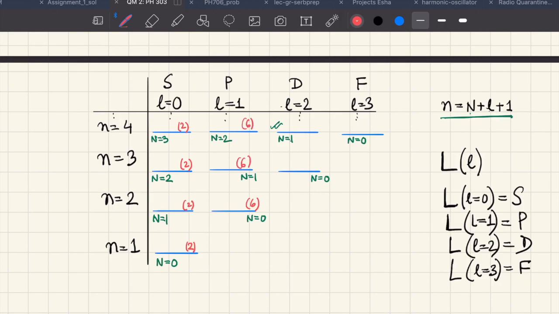Similarly here, L is equal to 2 means m equal to -2, -1, 0, +1, +2. 5 values, but for 5 values there are 2 different values of ms, the spin projection. So that means total 10 is the degeneracy on this state. Here similarly, if you calculate, this will turn out to be 14. So this table is very important for us. We will see that we will require this many times. So that's why I am discussing this again and again.